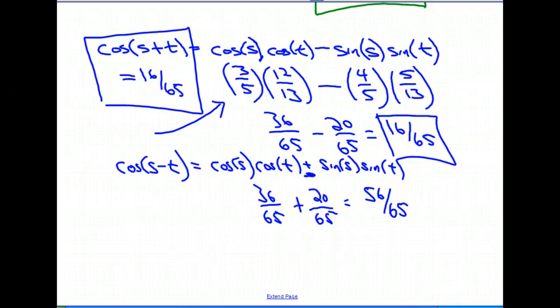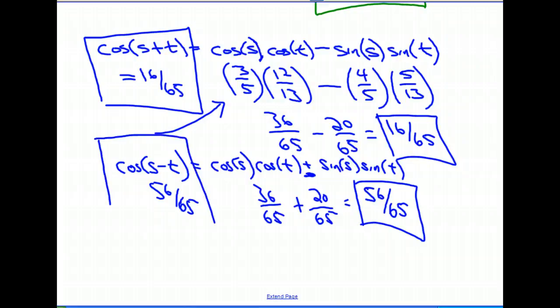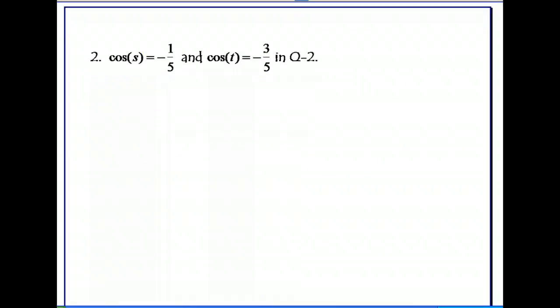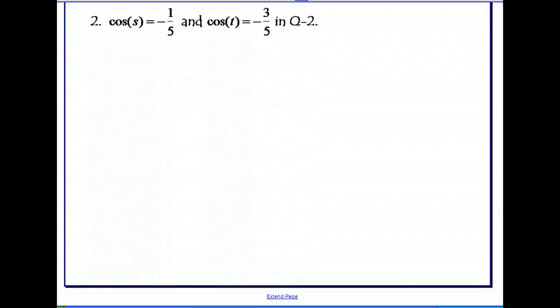So the second part of the problem is a lot quicker than the first part. So cosine of s plus t, 16 over 65. Cosine of s minus t, 56 over 65. And that completes our first problem. The second problem is identical. It's a little bit messier because the square roots don't come out evenly, but it's really the same concept. And like I say, if you've got this concept down, you will be set for this section.